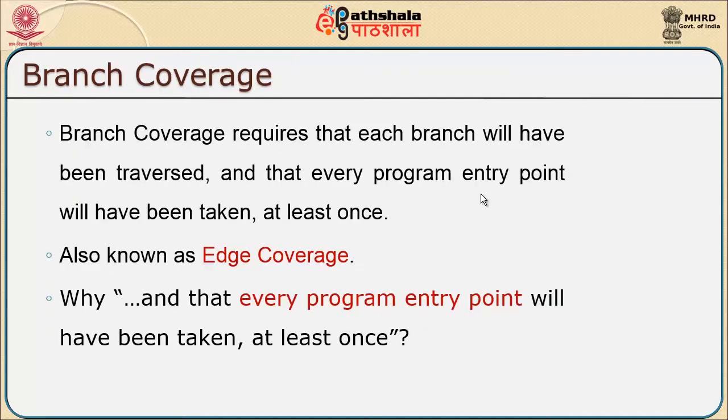After having done statement coverage, we may have to now do a branch coverage. Here every branch will have to be traversed, and every program entry point will have to be taken at least once. That means, a branch is created when there are 2 edges emerging out of a single node, and this is called edge coverage. So, branch coverage is also called edge coverage. Why is the point that every program entry point will have to be taken at least once?